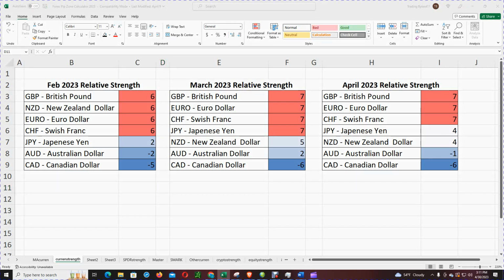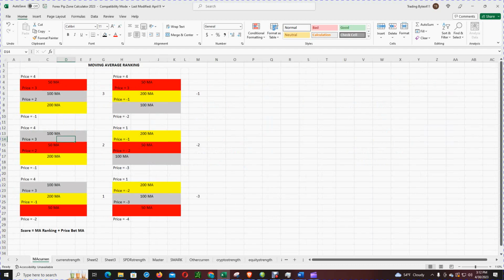So I just did a Forex analysis for April. The analysis was to assess the relative strength of the G7 currencies against the US dollar. This is a metric that I came up with a couple of years ago, moving average ranking. It looks at where price is relative to three moving averages, the 50, 100, 200, and the order of those moving averages on the chart.